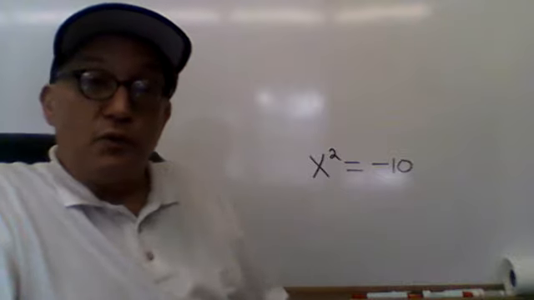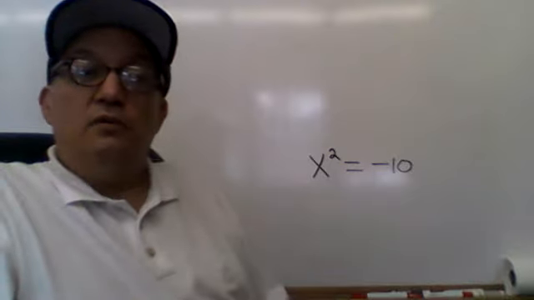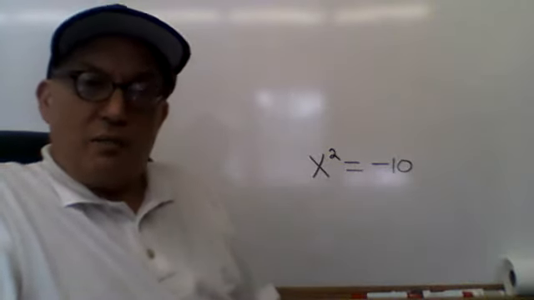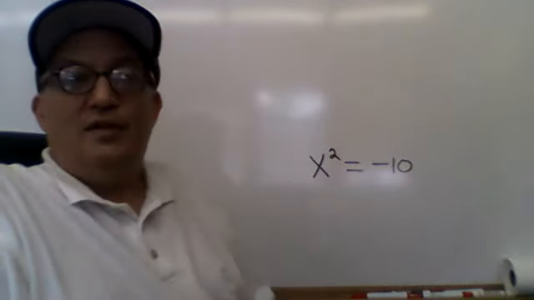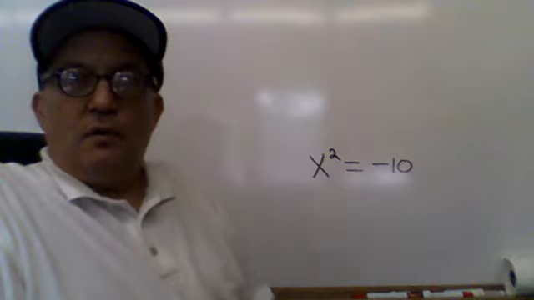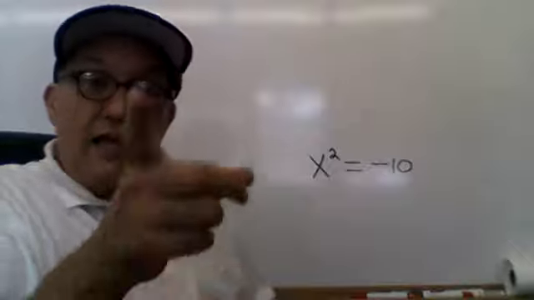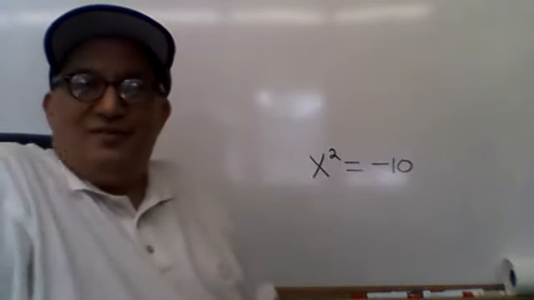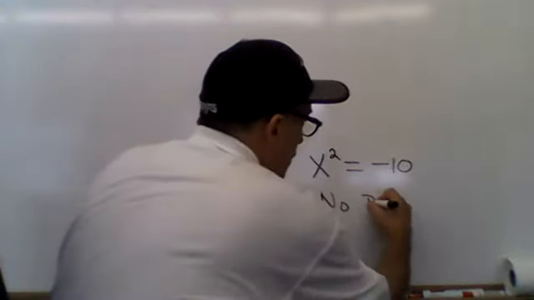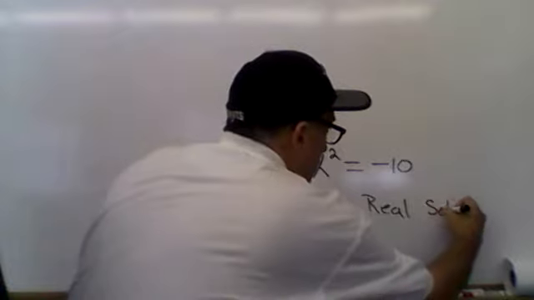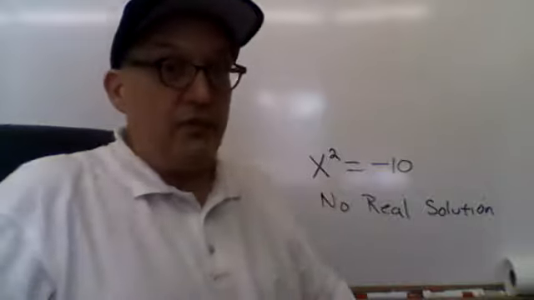Well, there's 0. 0 is a real number. But 0 squared is not negative 10. How about a positive number? Is there any positive number you can multiply by itself to get negative 10? No. Positive times positive is positive. What about a negative number? Is there any negative number you can multiply by itself to get negative 10? No, because any negative times negative is positive. Okay? This equation has no real solution. That's what we have to say.